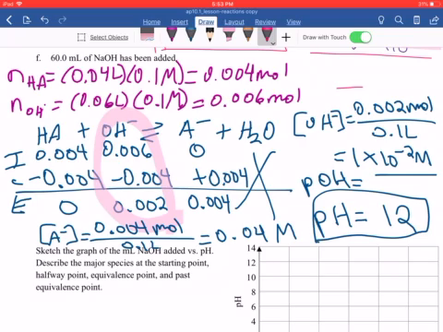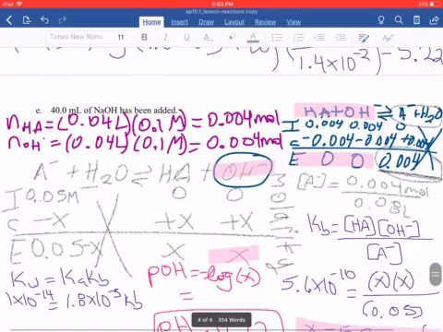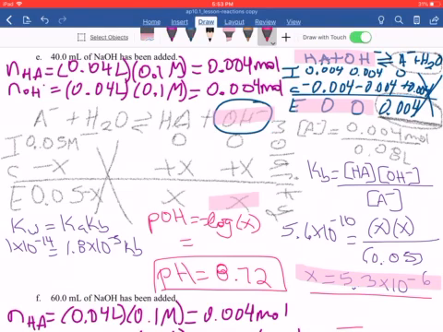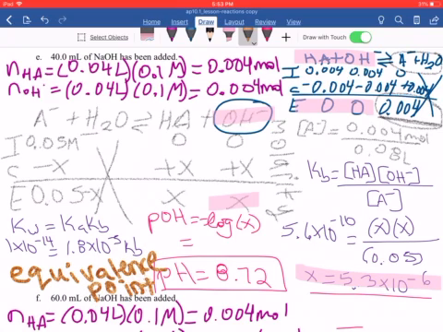All right. Then our last step is to sketch the graph of the milliliters of NaOH added versus the pH and describe the major species at the starting point, the halfway point, the equivalence point, and then past the equivalence point. I should point out, scrolling back up here, when you have acetic acid and hydroxide, when your two reactants are equal, that is called your equivalence point. So I would add a note up here on E, that this is your equivalence point whenever they are equivalent. Whenever the two reactants are equivalent, they basically are both used up.